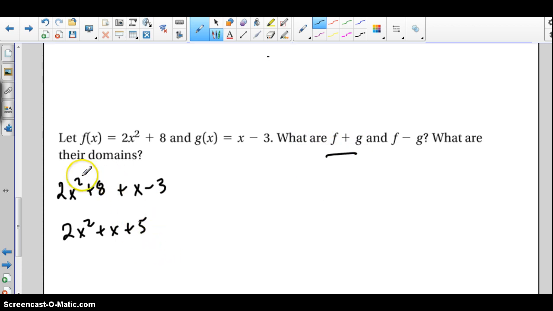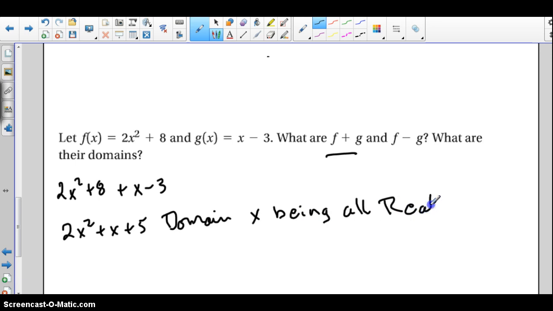Now, the nice thing is, let's take a look at our domains. There are no radicals and no denominators, so for this, you can have a domain of x being all real numbers. Sometimes you'll see this as the symbol for all real numbers. Feel free to use that. It's awfully helpful just to go ahead and save some time.